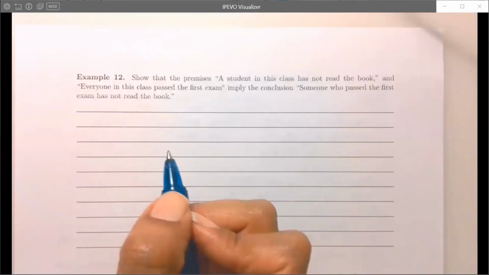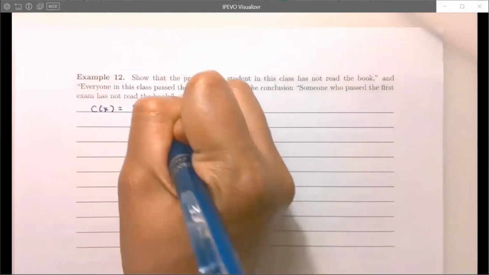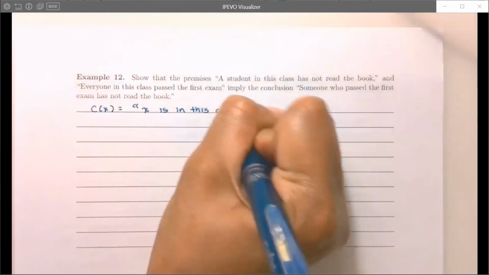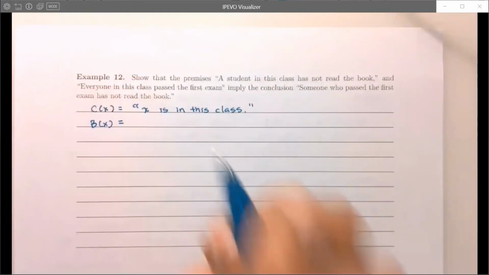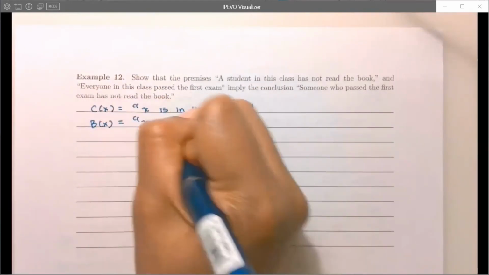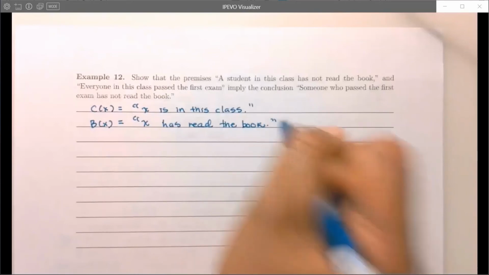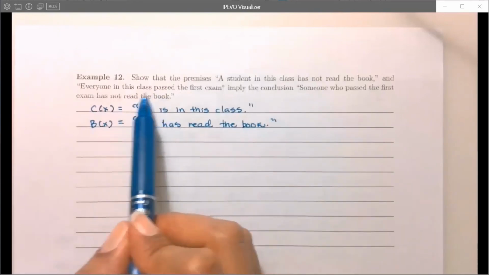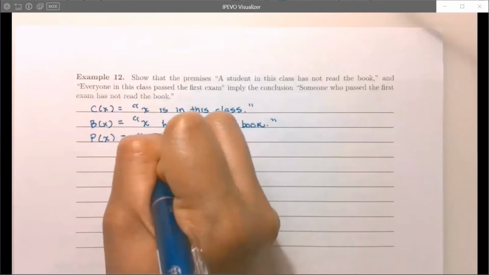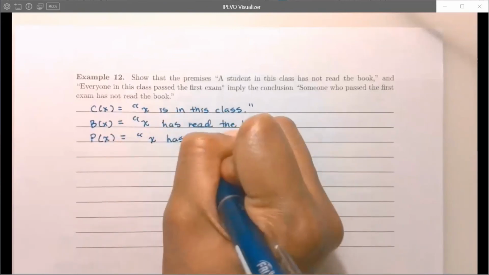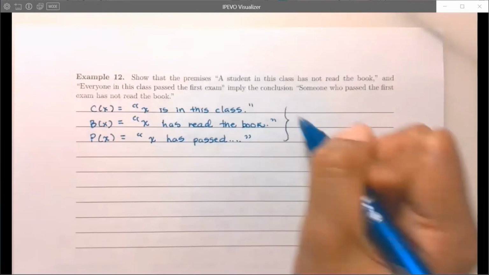I'll define a function for expressing the student is in this class. So C of X will be X is in this class. And something that can express they have read the book so that we can also negate it. So I'll write B of X is X has read the book. And also we need something that can express X has passed the first exam. So I'll have P of X be the statement X has passed the first exam. Now for all three of these, I'll define a domain of students in the school.